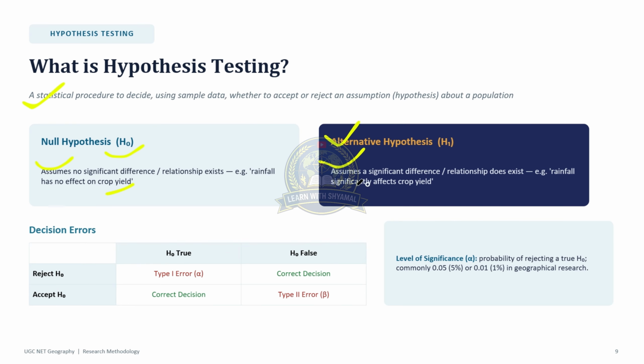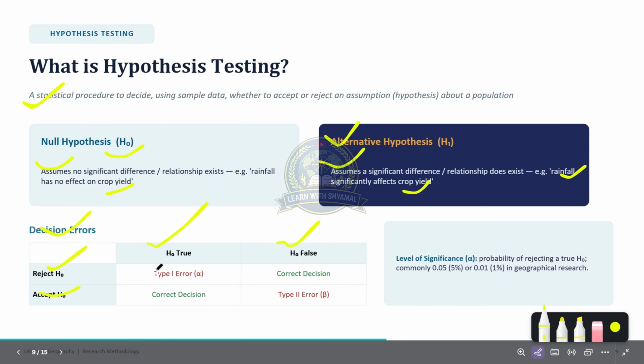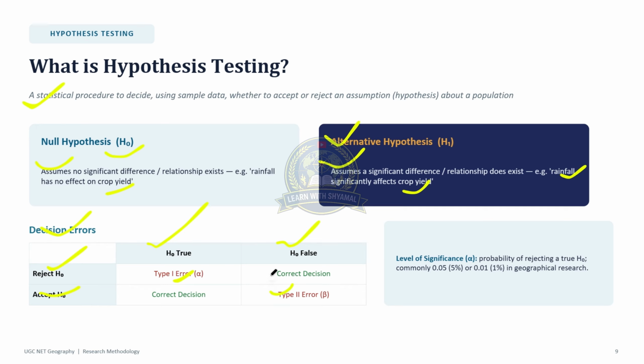For example, rainfall significantly affects crop yield. That means rainfall has a significant difference or relationship with crop yield. Okay, this is known as the alternative hypothesis or research hypothesis also. Decision errors: null hypothesis true and null hypothesis false; reject null hypothesis, accept null hypothesis; type 1 error and type 2 error, this is the correct decision.